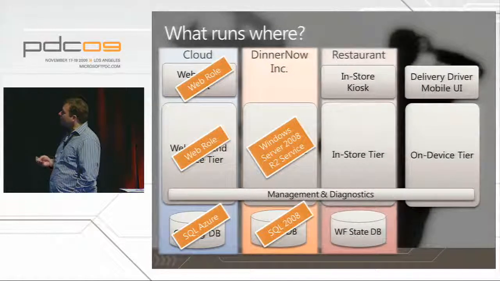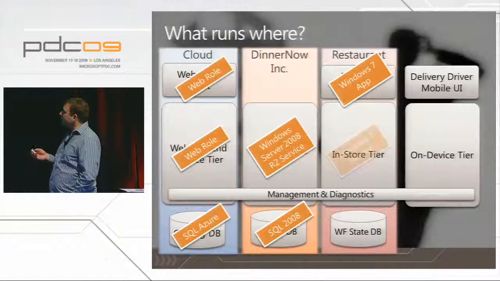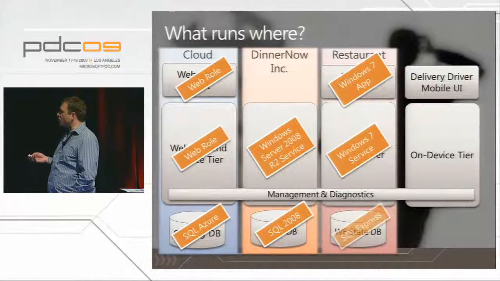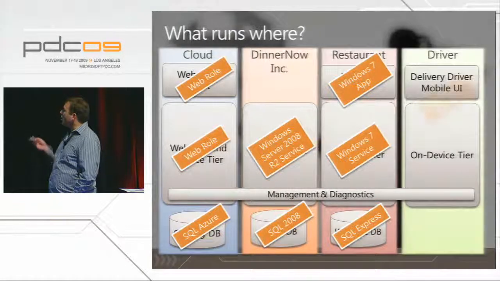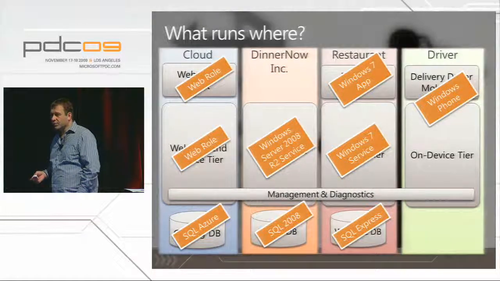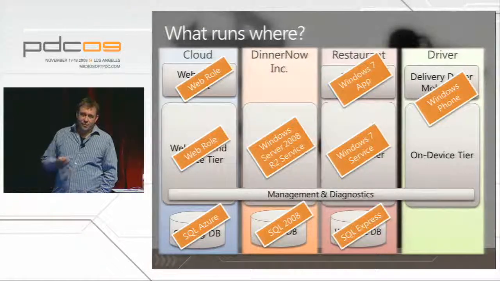Then we have the restaurant. Here we run on Windows 7. We have a Windows 7 service that we're hosting that in. That's, again, a workflow. And then we have a SQL Express database. And then, of course, on the driver, we have a Windows Phone, or whatever phone you like.